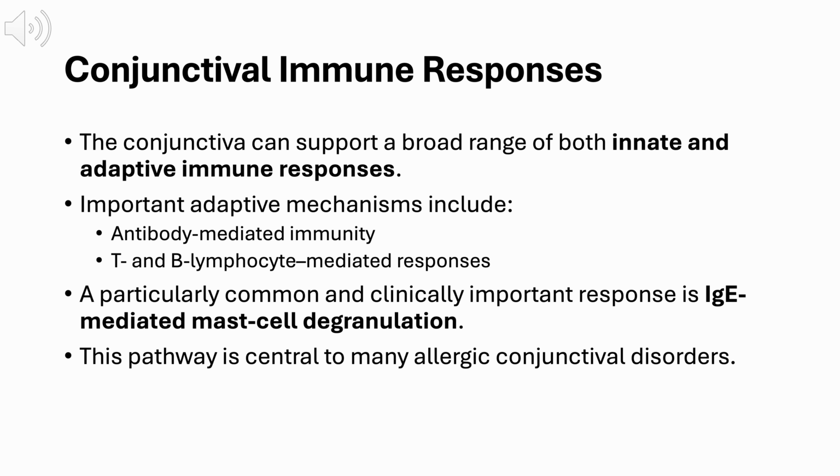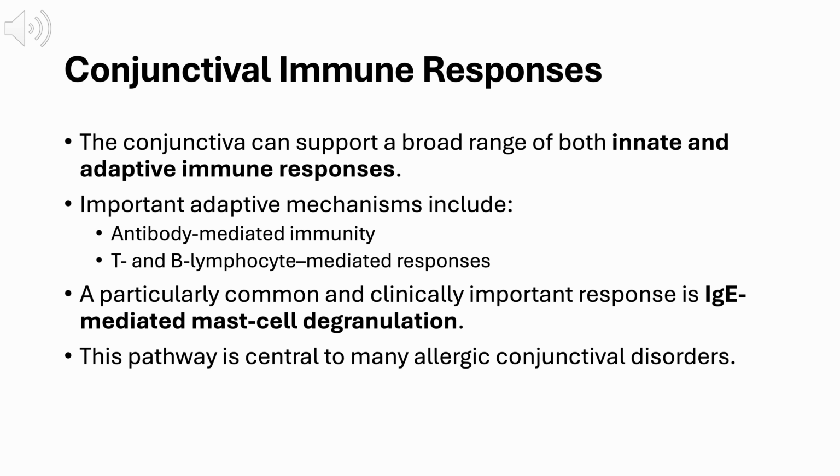Pulling the surface story together, the conjunctiva can support a genuinely broad range of immune responses, both innate and adaptive. On the adaptive side, that includes antibody-mediated immunity and both T and B lymphocyte-mediated responses, the full repertoire you'd expect from a competent mucosal tissue. But one pathway stands out as especially common and clinically important, and it follows directly from all those mast cells we just discussed: IgE-mediated mast cell degranulation.